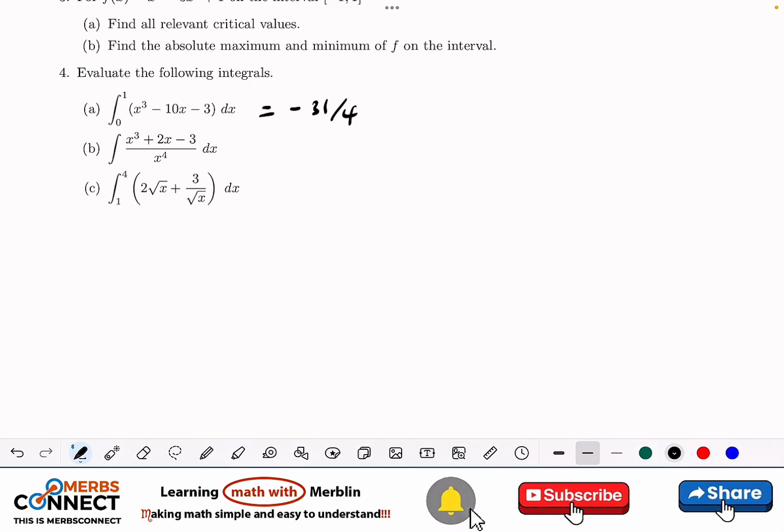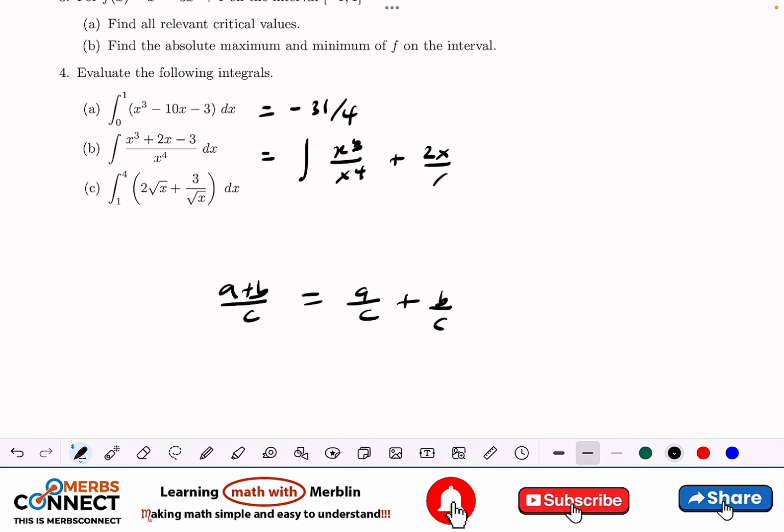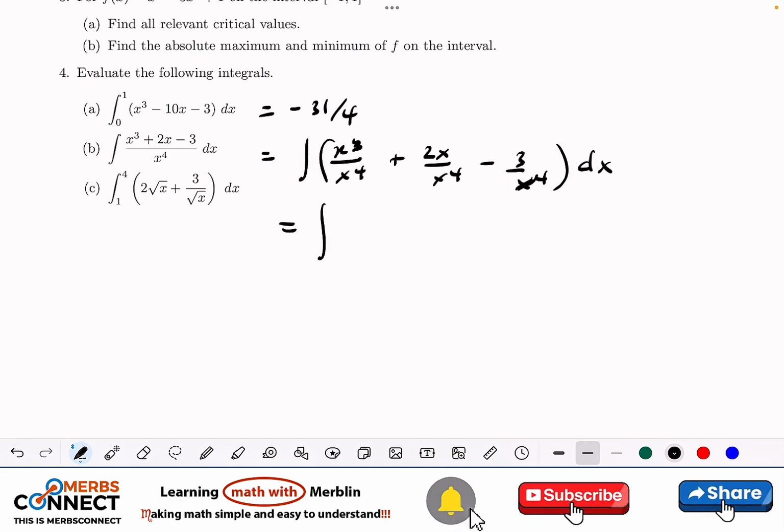So with B, what we can do is we know that (A plus B) divided by C is the same as A over C plus B over C. Is that right? So we can just write this one as the integral of (x to the power 3 plus 2x minus 3x to the power 4) divided by x to the power 4 dx. Do you agree? Yes. If we agree, then we can also write this one as 1 over x, right?